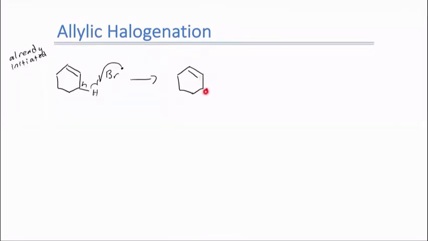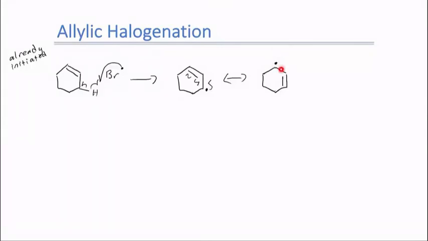Now I have a radical that's next to my double bond, a radical that's in the allylic position to my double bond. So what can happen is the double bond can actually shift through resonance, which means now the radical is over on my top carbon here.